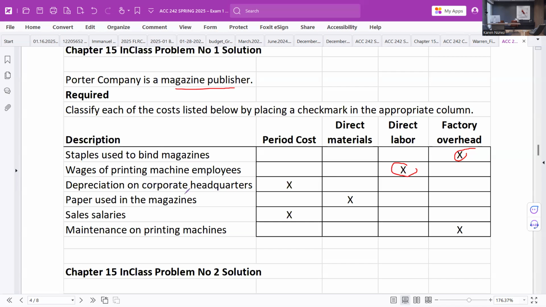The depreciation on corporate headquarters, that's a period cost, not related to production. The paper used in the magazines, that's the main ingredient, right? The significant material, direct materials.